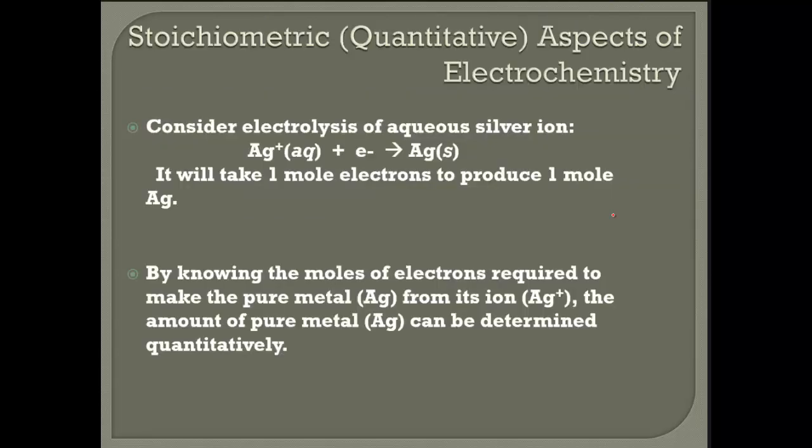Consider the electrolysis of aqueous silver ion. It will take 1 mole of electrons to produce 1 mole of silver. By knowing the moles of electrons required to make the pure metal silver from its ion Ag+, the amount of pure metal silver can be determined quantitatively.